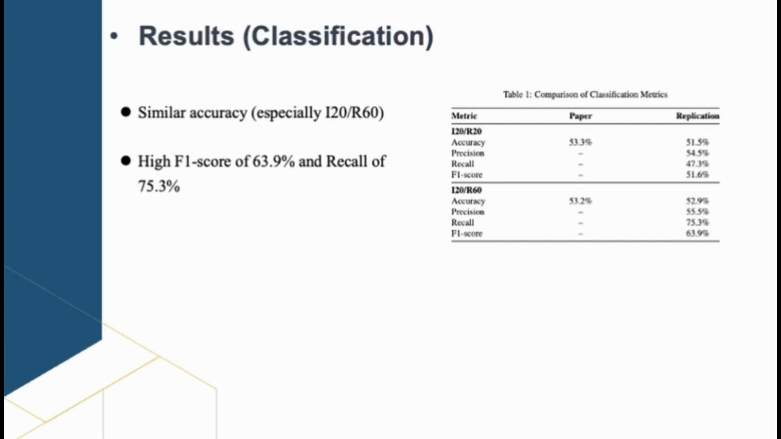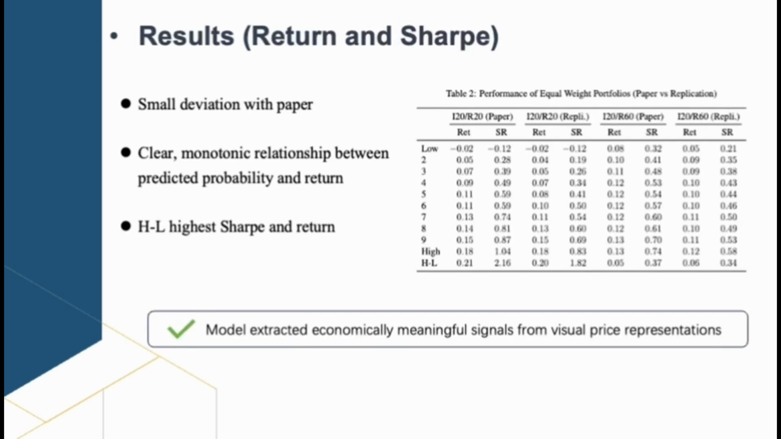We achieved similar results as the paper, as seen in the table. We achieved a similar accuracy, especially on the 60-day return prediction with a high F1 score and recall. As for the return and Sharpe ratio, the results are even closer, and we can see a clear monotonic relationship between the predicted probability and return. We also have the same observation that the long-short portfolio has the highest return and Sharpe across different time horizons, and these findings show that the model is able to extract economically meaningful signals from the images.